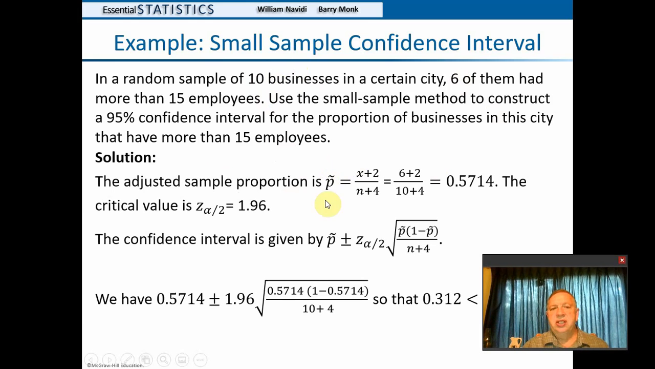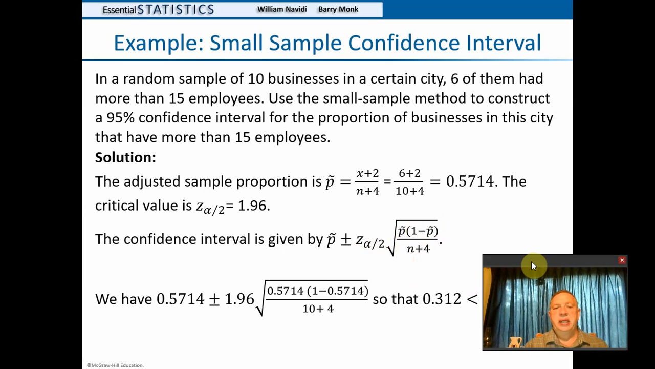So here's my adjusted sample proportion, p tilde, x plus 2 over n plus 4. 6 plus 2, but I'm going to assume along with the category 2 that it spread out that additional 2 into the not more than 15. So here's our n plus 4. That gives us a p tilde of 0.5714 that I'm going to use. Everything else is basically the same. P tilde plus or minus the critical value times the square root of p tilde times 1 minus p tilde over n plus 4, our new sample size.